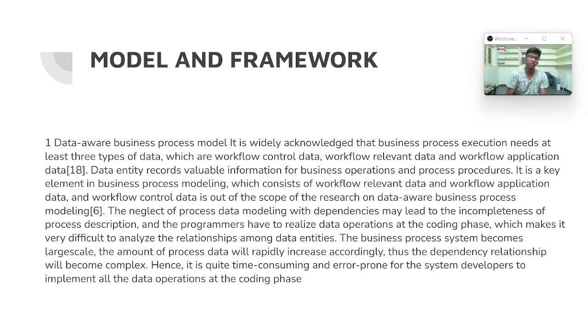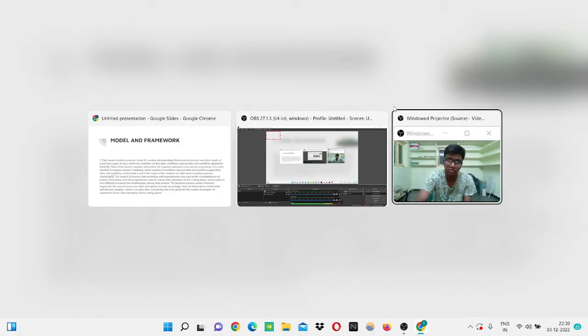Data entity records valuable information for business operations and procedures. It is a key element in business process modeling, which consists of workflow relevant data and workflow application data. Workflow control data is out of scope of the research on data-aware business processes.